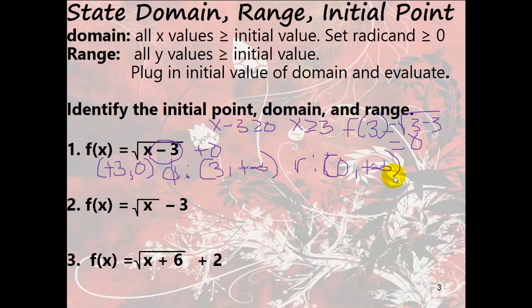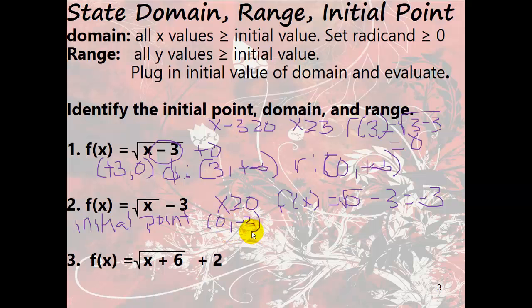For number 2, again, there's nothing being added or subtracted under the radical sign, so you could look at it as a 0 x-coordinate, or you could say x has to be greater than or equal to 0, and then plug that in. F of x is going to equal the square root of 0 minus 3, so that's negative 3. So we get initial point of 0, negative 3. The domain is going to be from 0 to positive infinity, and the range is going to be from negative 3 to positive infinity.